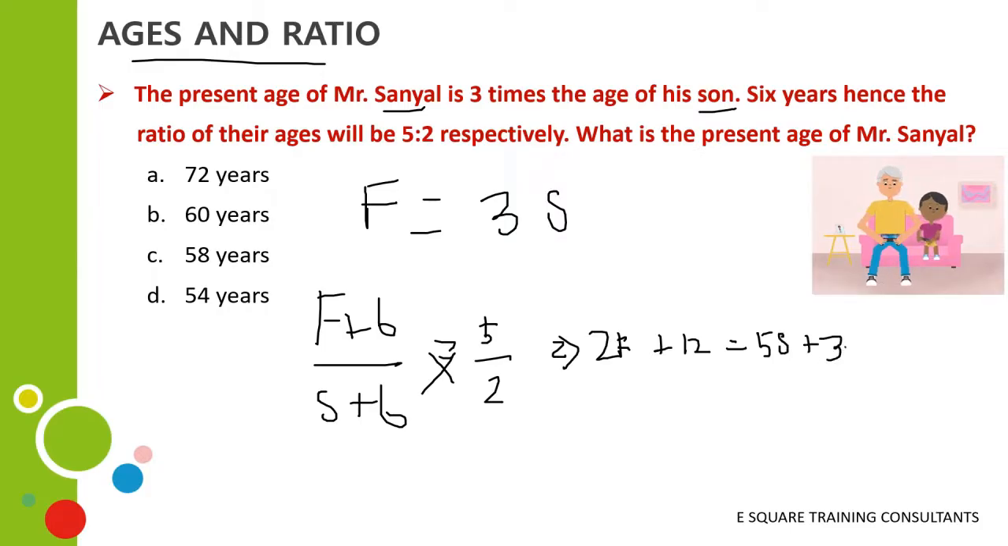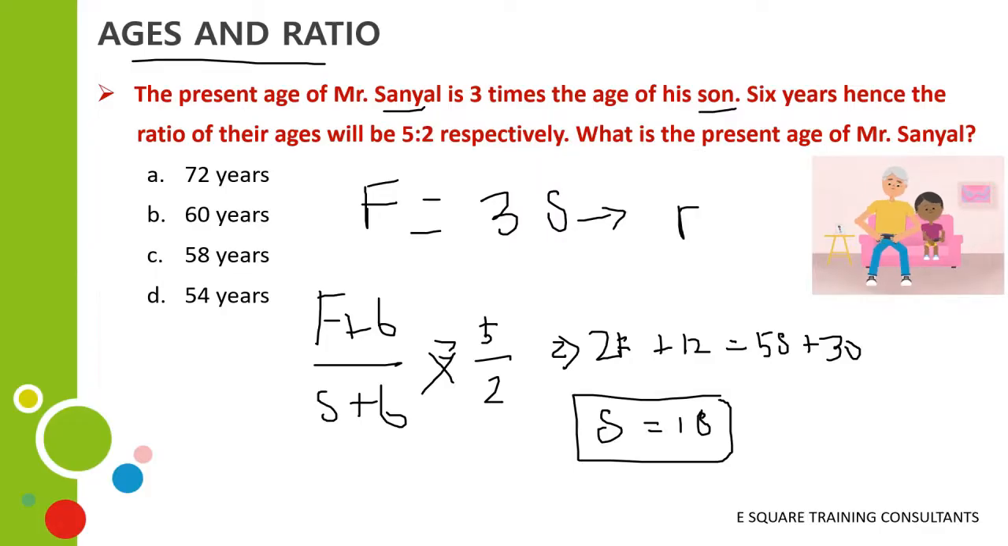And also we know F is equal to 3S. So if I am supposed to substitute 3S in the place of F, this becomes 6S. So 6S minus 5S is just S, which will be equal to 30 minus 12, 18. So son's present age will be 18 years. And if we substitute in this, we can directly find father's present age will be 18 into 3, which is 54 years. So this is one way of solving, but this is not the only way.